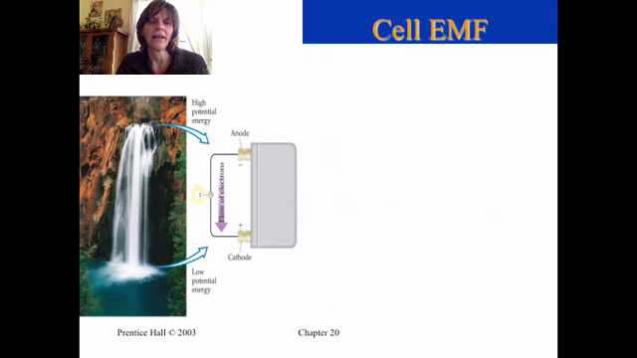So it's kind of like water flowing over a dam or over a waterfall. It's always going to go in one direction, from high potential energy to low potential energy. So it's the same way. Some atoms have high potential and some have low, and they always flow in one direction. And it's always called from the anode to the cathode.